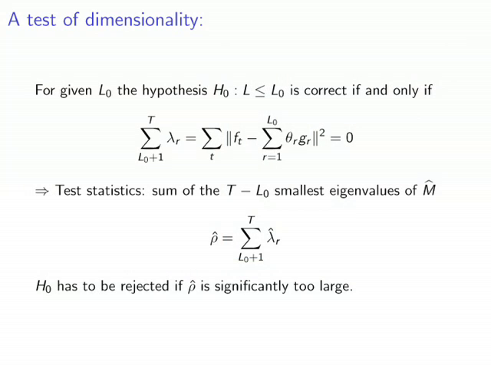And then a test of dimensionality would be: how big is L? The idea is theoretically, if the hypothesis L smaller than L0 is correct, then the sum of the last T minus L0 minus 1 eigenvalues is 0. And so the test statistic is just this rho hat, the sum of the smallest eigenvalues, and you have to reject the hypothesis that the dimension is L0 if rho hat is too large, otherwise it's small. And we have theoretical results about it. Usually rho hat is normally distributed.